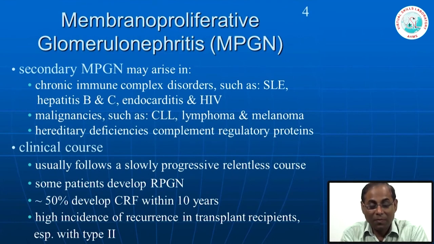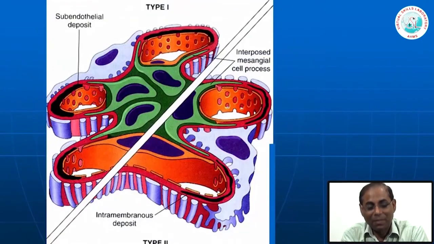Many of these glomerulonephritis like dense deposit disease, transplantations are not successful, they recur very quickly. Similarly, in case of focal segmental glomerular sclerosis, the chance of recurrence after transplantation is also high.